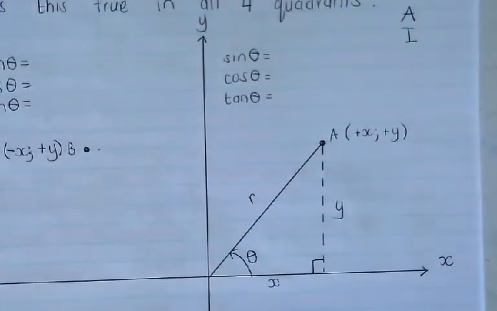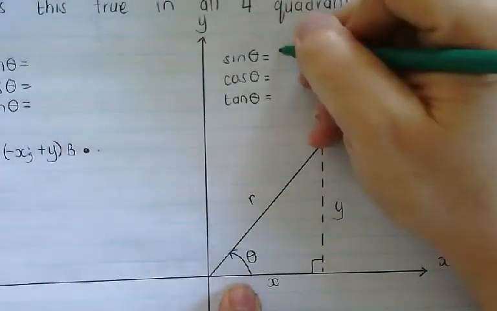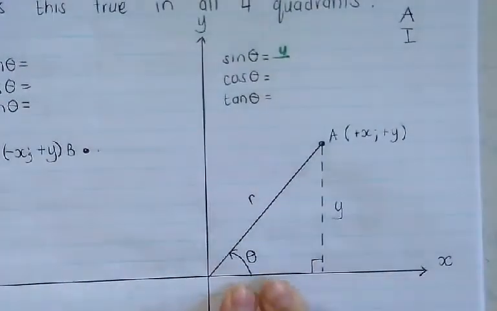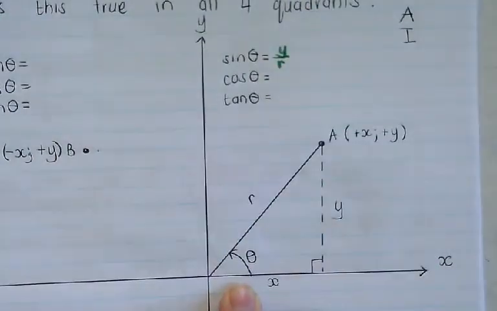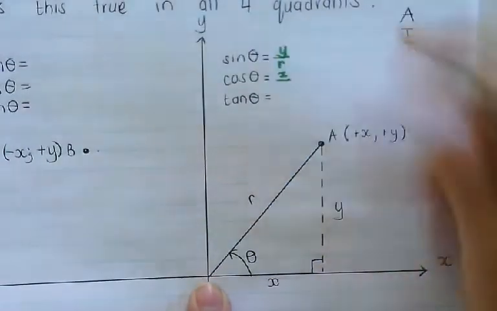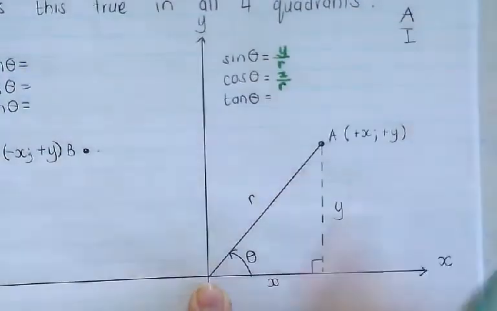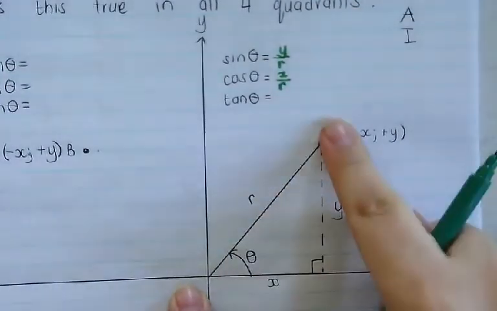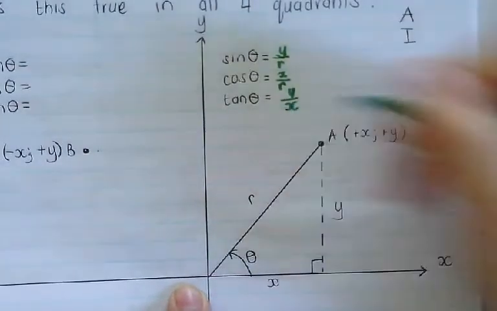Okay, because it's on the positive x side and the positive y side. Now, sine theta, there's my theta, would be opposite, which is y, over hypotenuse, which is r. Cos theta would be adjacent, which is x, and hypotenuse, which is r. And tan theta, opposite, which is y, over adjacent, which is x.